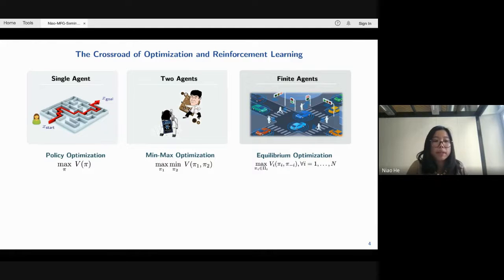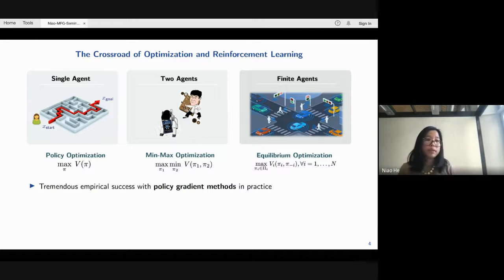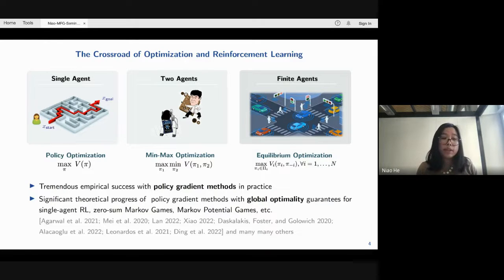In particular, we have seen tremendous empirical success with policy gradient methods, which are first-order optimization algorithms in practice, both for single-agent reinforcement learning and for multi-agent reinforcement learning systems. More lately, we have seen a significant line of research, particularly theoretical progress, where we have a much better understanding of the performance of policy gradient methods, particularly their convergence to global solutions in many important settings, such as single-agent reinforcement learning, zero-sum Markov games, or Markov potential games.